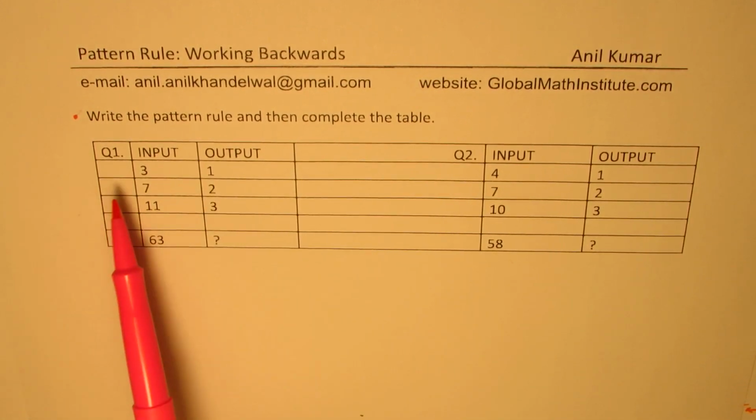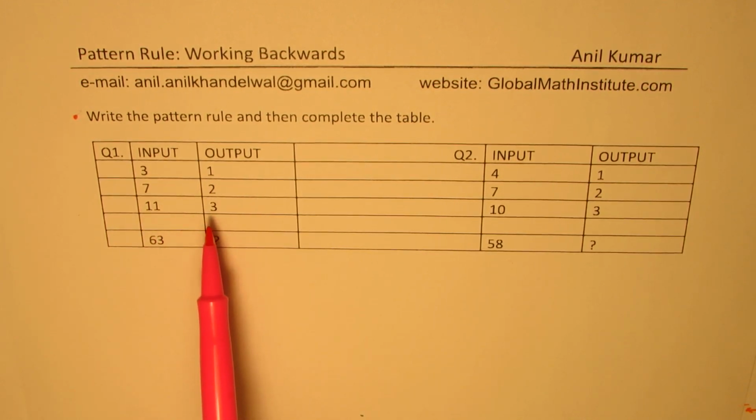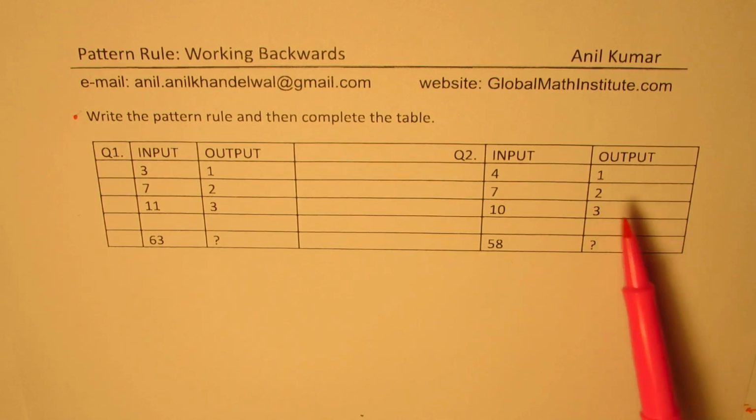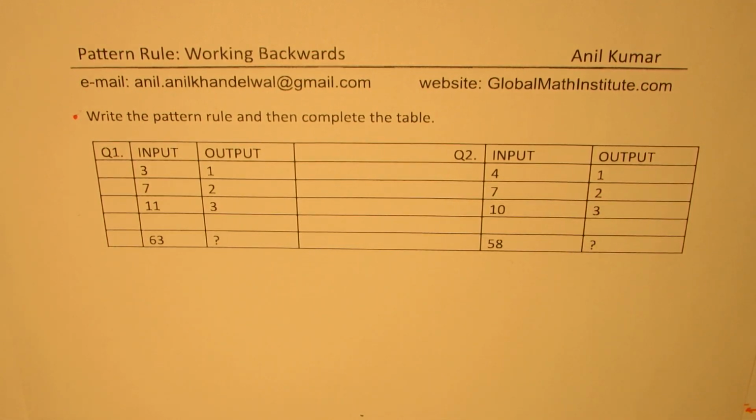So if input is 3, the output is 1. For 7 it is 2, for 11 it is 3. You need to find what is the output when input is 63. In question number 2, the outputs are 1, 2 and 3 in a sequence where the inputs are 4, 7, 10 and so on. You need to find the output for input of 58.